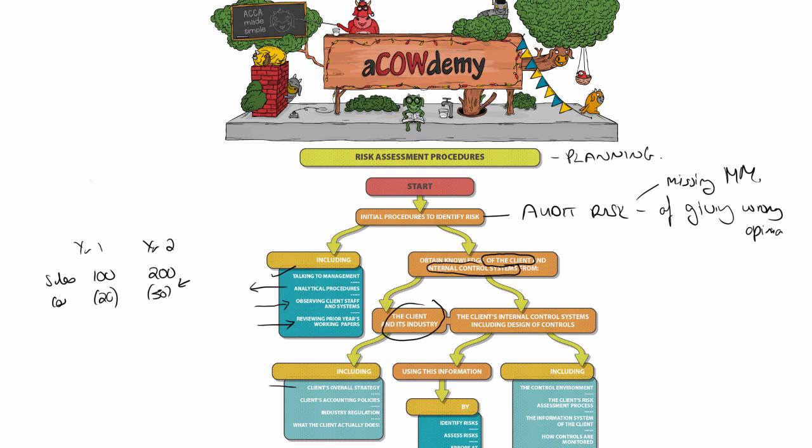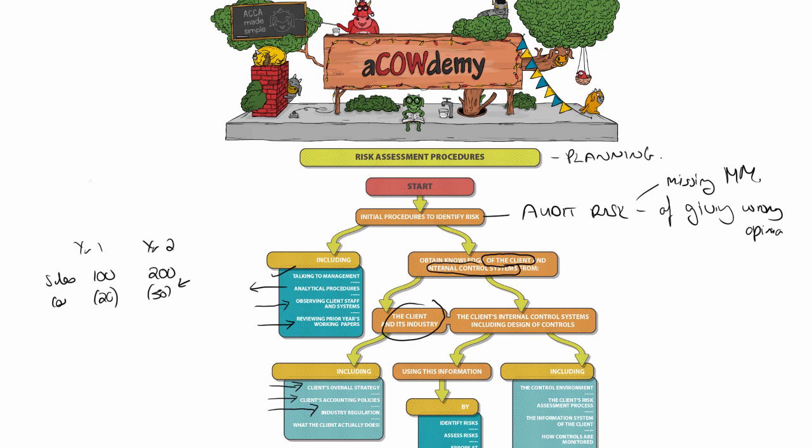Are they looking to grow super rapidly, the client's overall strategy? If they are, again, we would expect revenue to go up, we would expect lots of stock, lots of debtors, and so again, are we overvaluing stock, are we overvaluing debtors? Understand the client's accounting policies. Have they changed? Because if they have changed, they should change last year's as well.